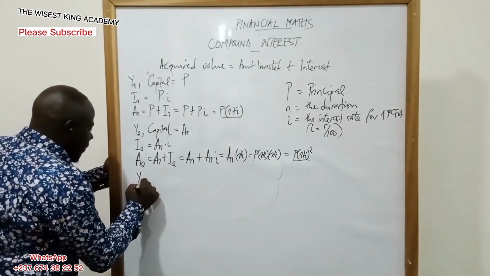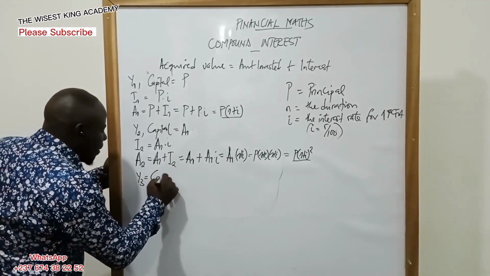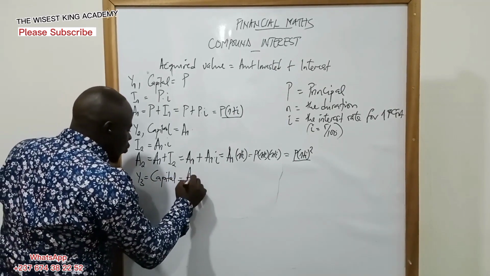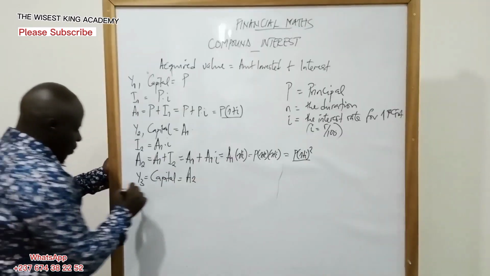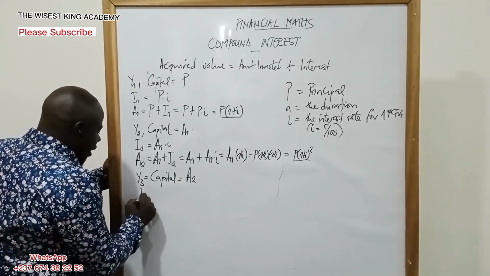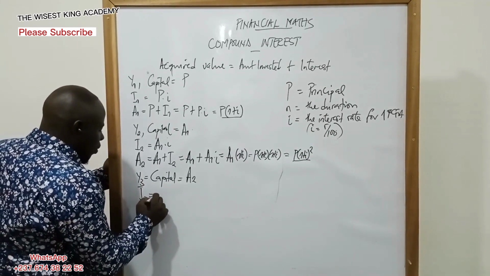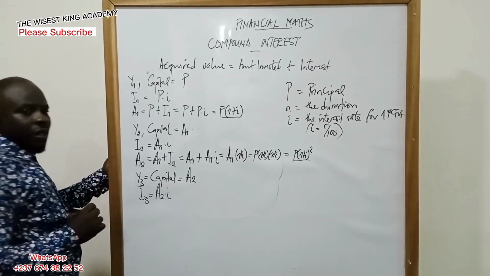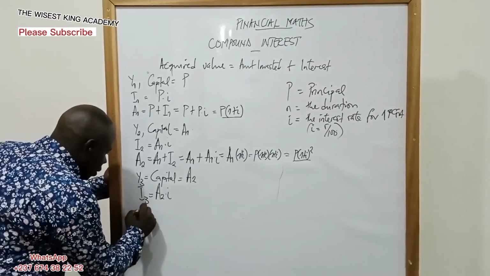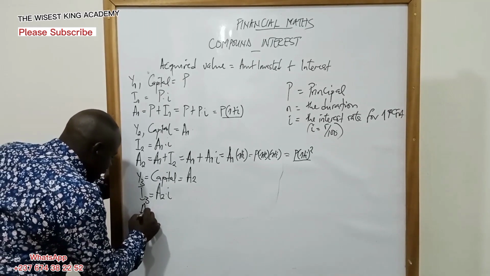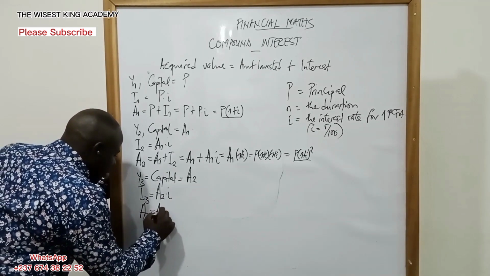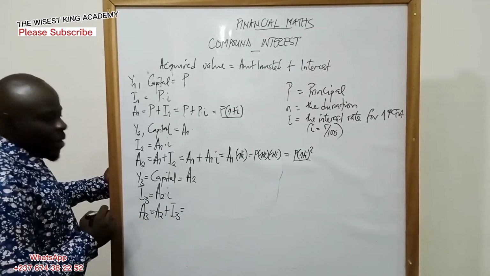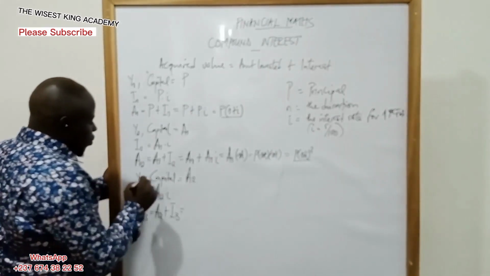Let's go to year 3. The capital of year 3 will be the acquired value of year 2, which is A2. We go to year 3, the interest for year 3, which is I3, will be the capital of year 3, which is A2, times I. Now, the acquired value of year 3, which is A3, will be the capital of year 3, which is A2, plus the interest for year 3, which is I3. But I3 is equal to A2 times I.